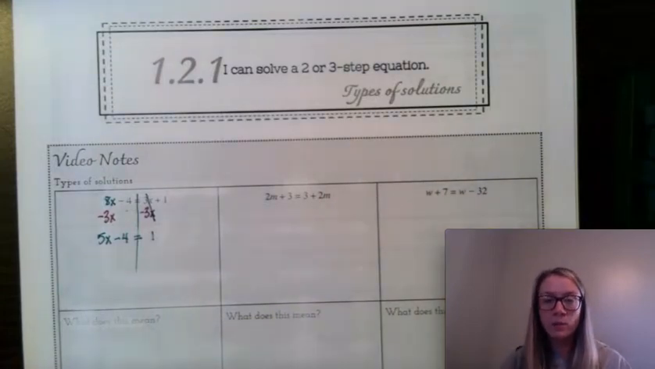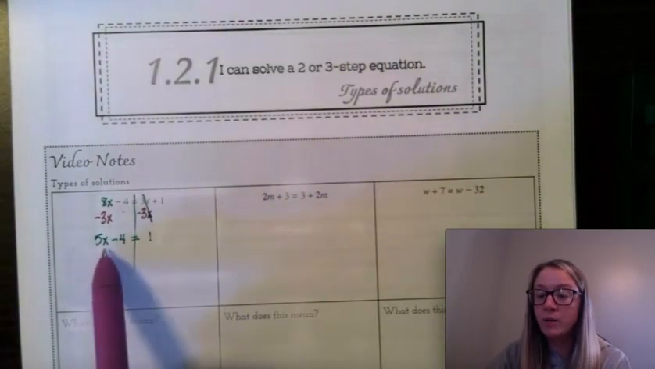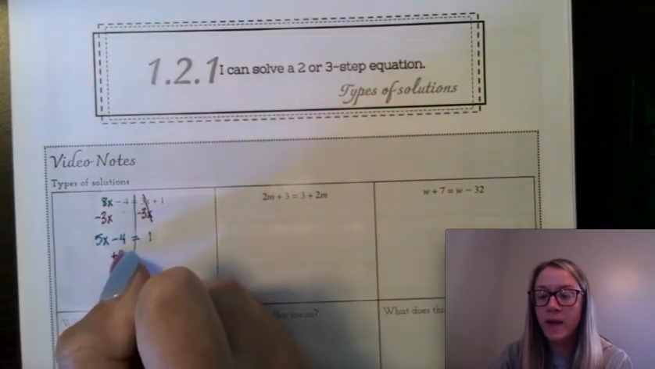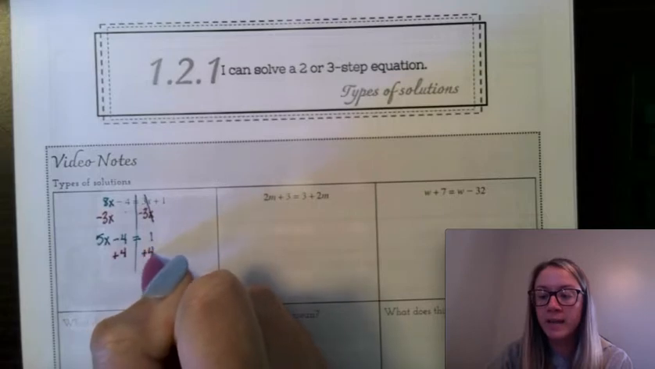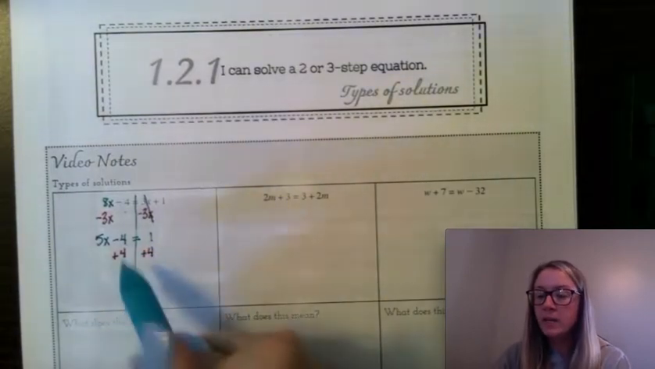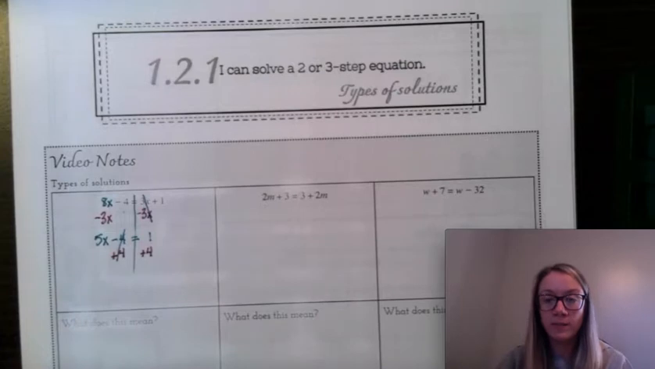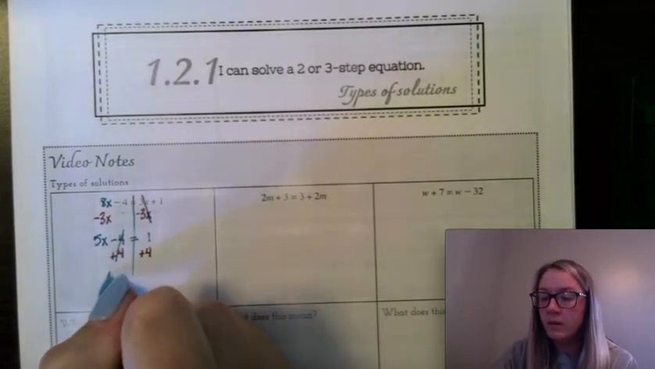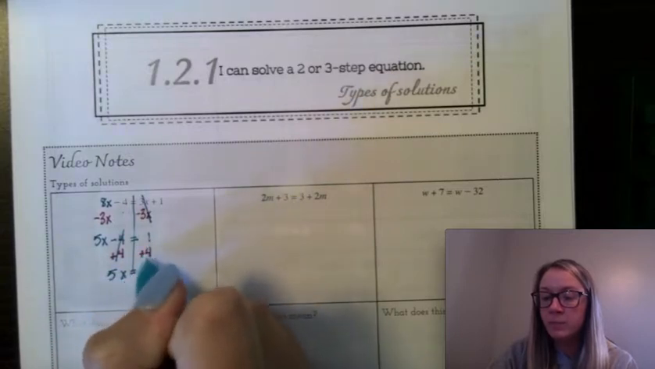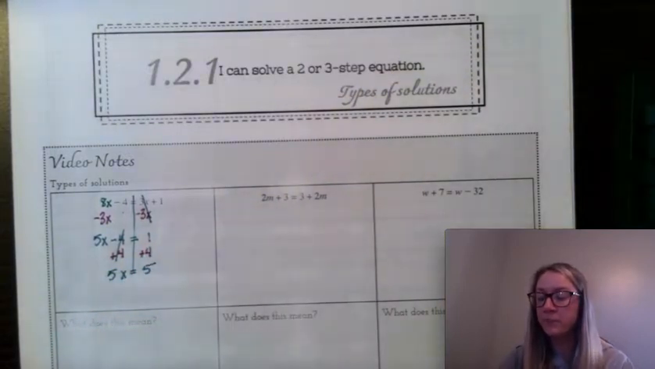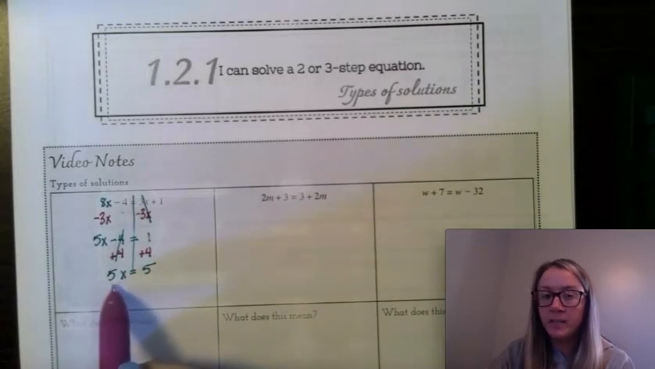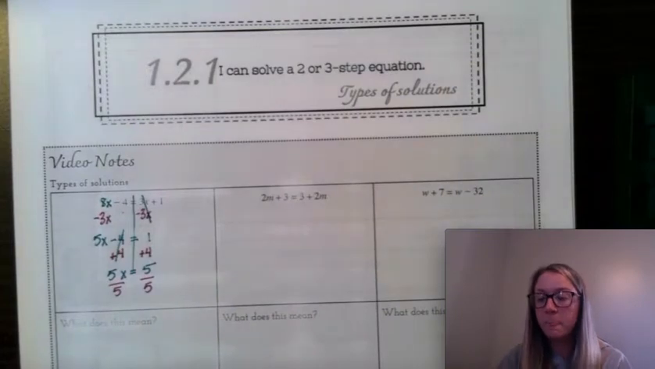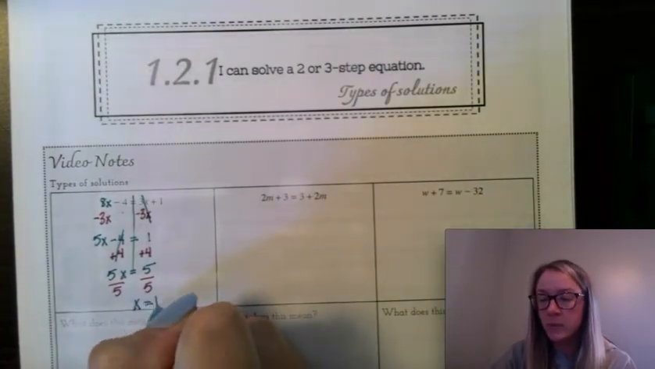Now I have two more steps that I need to do to solve. To get x by itself, I want to do the inverse of subtraction, so I'm going to add 4 onto both sides. These will cancel out because they are inverses of each other. I can bring down my 5x equals 1 plus 4, which is 5. These are being multiplied because they are squished together, so I'm going to use the inverse and divide. When I divide, I get x equals 1.